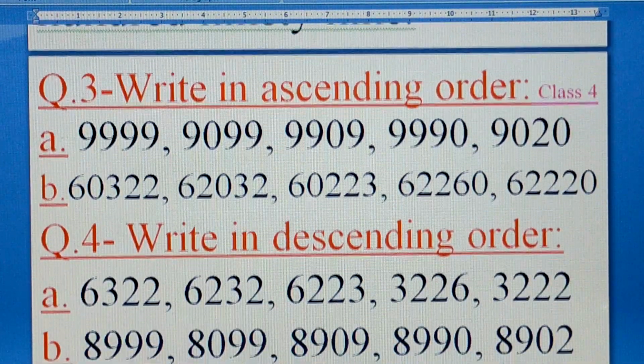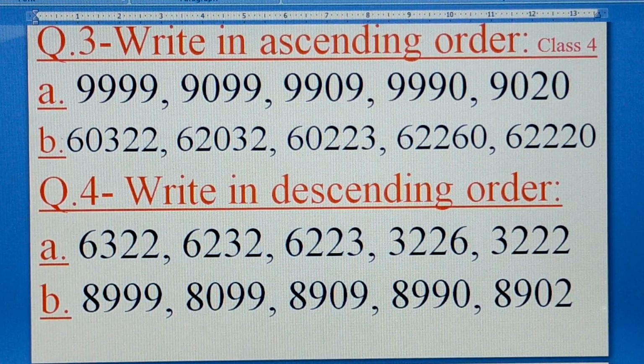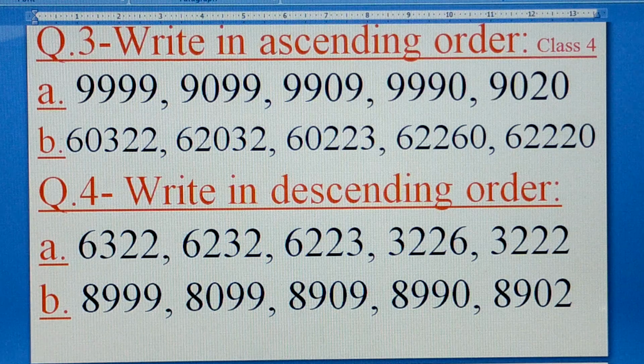Write in ascending order. Smallest to greatest. First of all, you have to write the smallest number first. As in question number 3, part A, 9020 is the smallest number. Therefore, you have to start with 9020. In the same manner, you have to go for B.